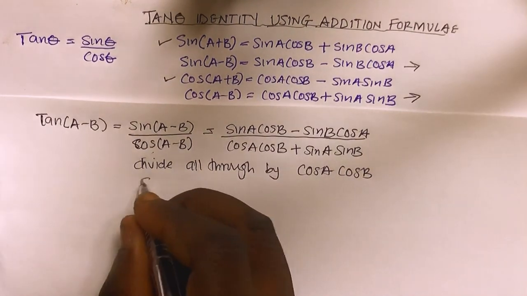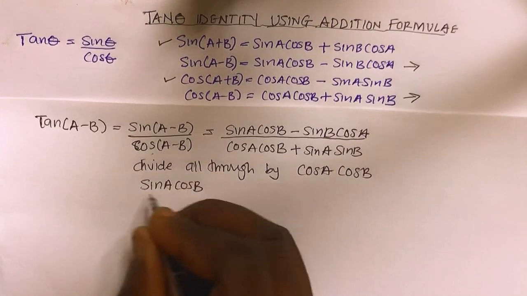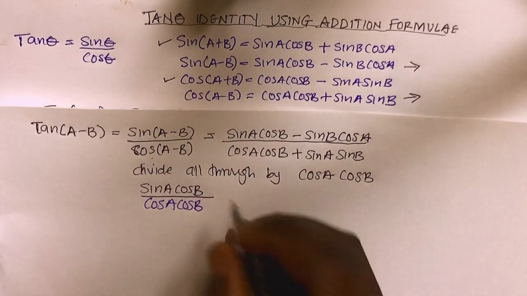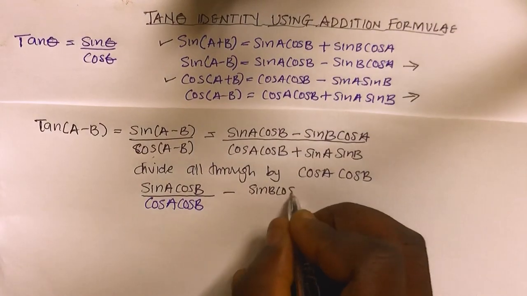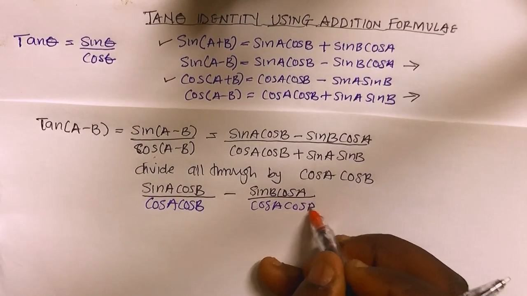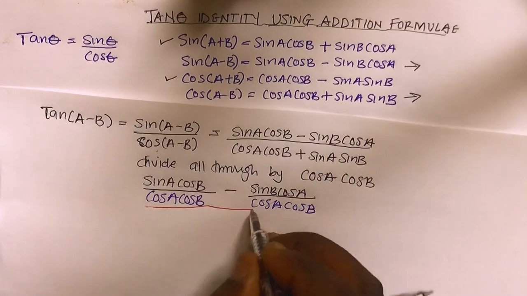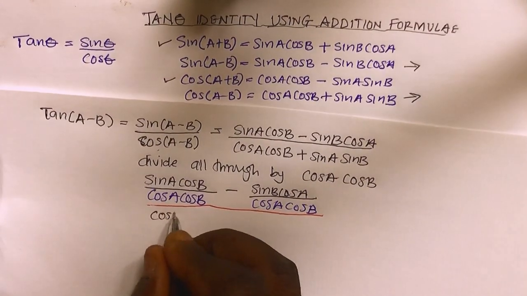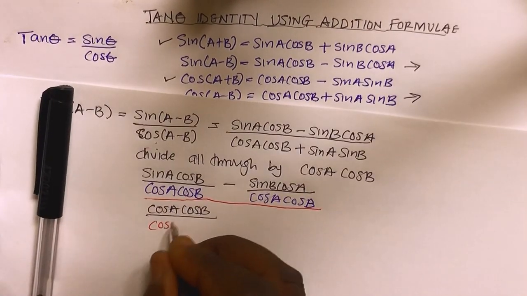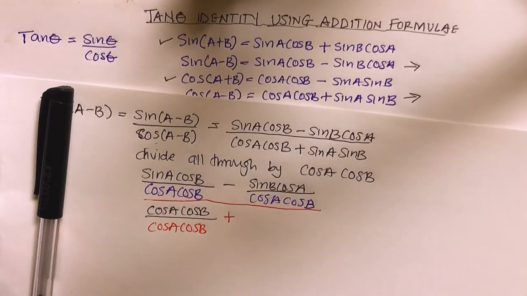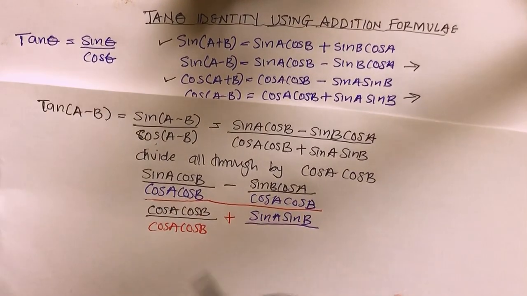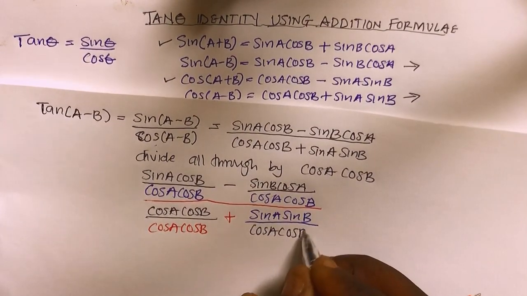We are going to have sine A cos B divided by cos A cos B, then minus sine B cos A divided by cos A cos B, then all divided by cos A cos B divided by cos A cos B, plus sine A sine B divided by cos A cos B.